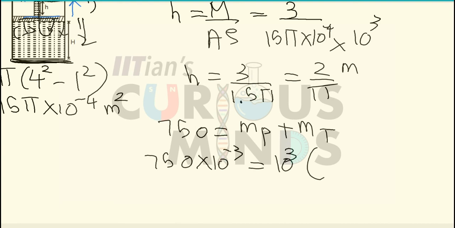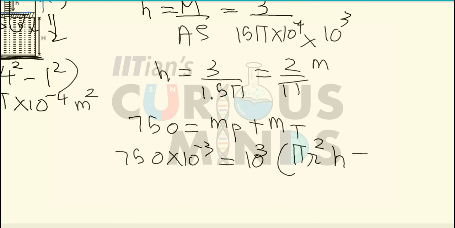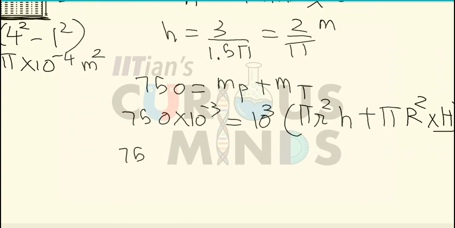Now when I consider the volume, it will be equal to 4 by 3 pi r, or sorry, it will be equal to pi r square into h plus pi capital R square into capital H. Now this can be written as 750 into 10 raised to minus 6, 750 into 10 raised to minus 6.